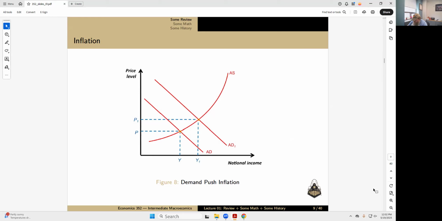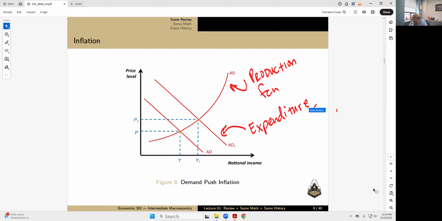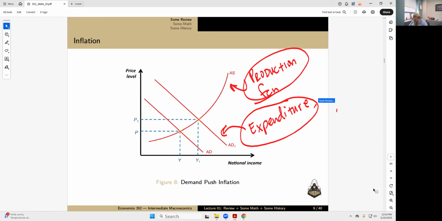In macroeconomics, the supply curve here comes from what we refer to as a production function. And the aggregate demand comes from expenditure in the economic system. So basically, how much can the economy produce? And that's what the production function tells us. And then how much can the economy spend? And that's what the expenditure side looks like.